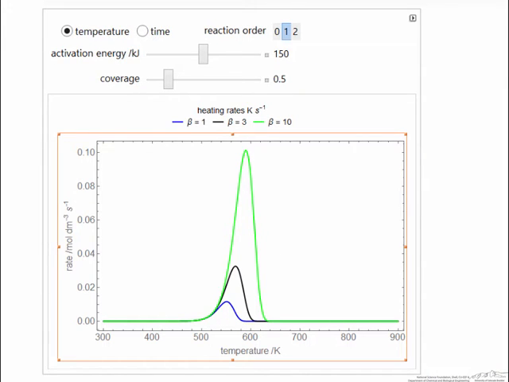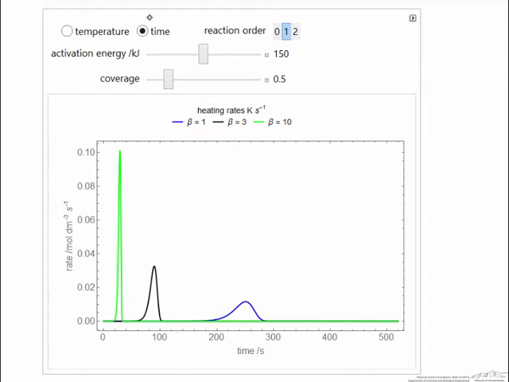So here's the interactive simulation, and we're plotting for first order rate versus temperature. If we plot instead versus time, notice how spread out they are in time, because the one that we heat at the slow rate, 1 degree per second, the blue line, takes much longer to get to complete desorption. And though it may not be obvious, the area under each of these curves is the same. The area is proportional to the amount.